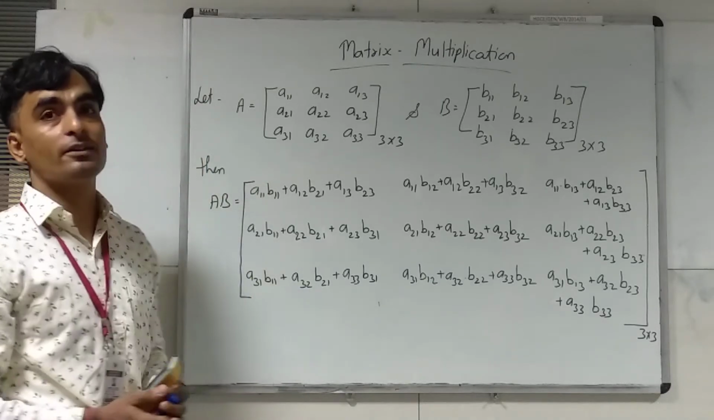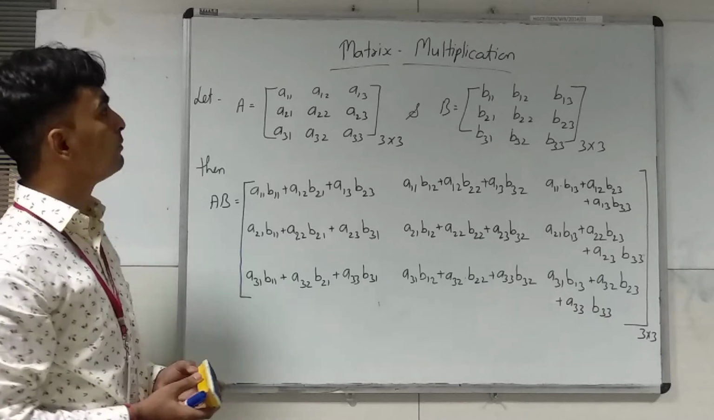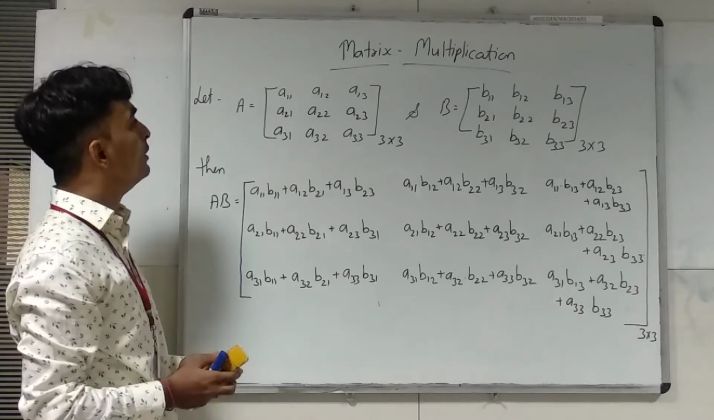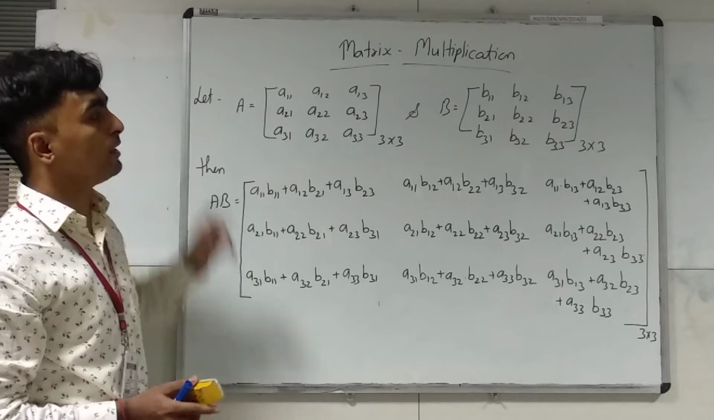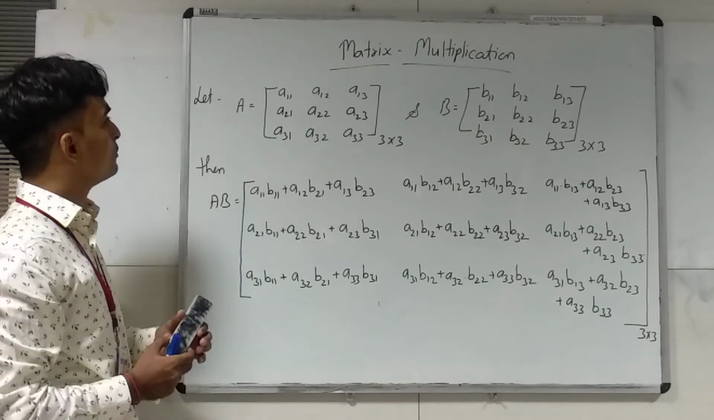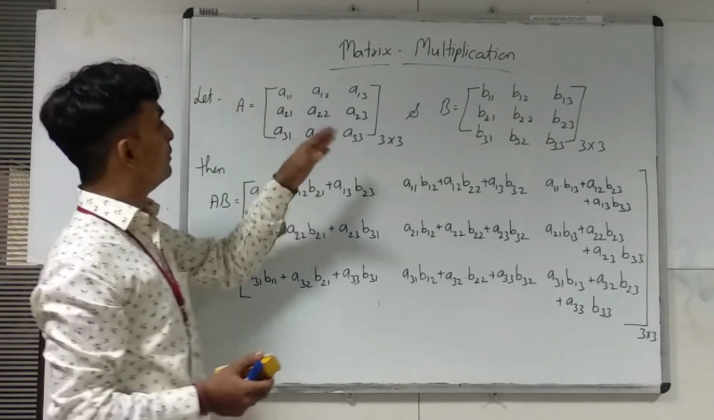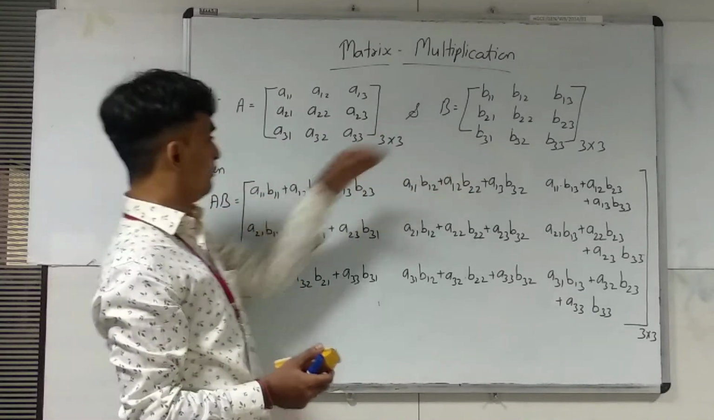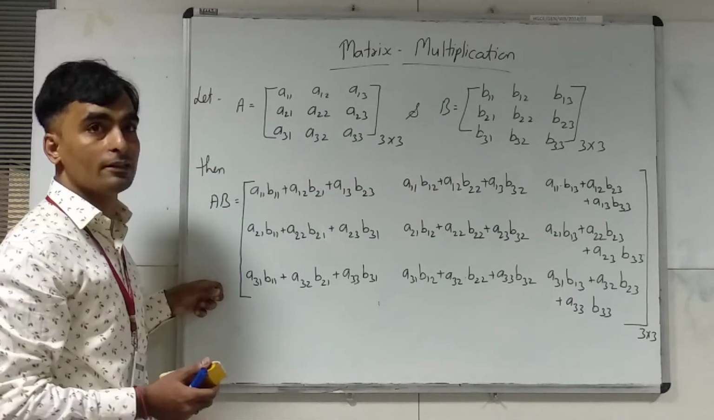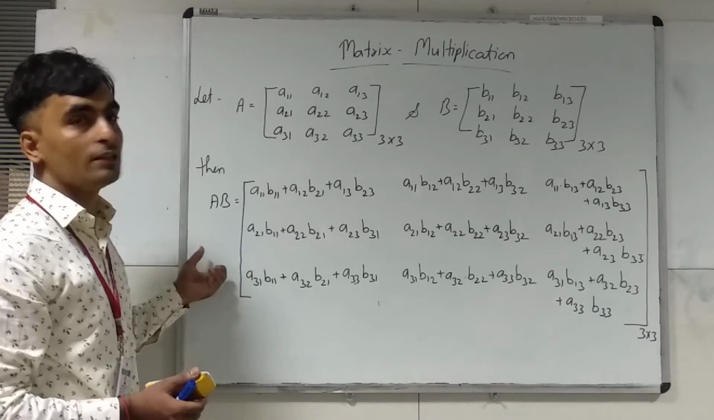Today our topic is matrix multiplication. It is an important thing which we learn from here, matrix multiplication. First of all, we take two matrices A and B. Then matrix multiplication is done this way. Now we have to know how it works.